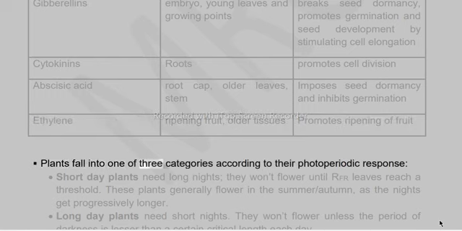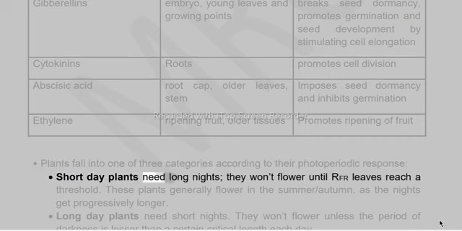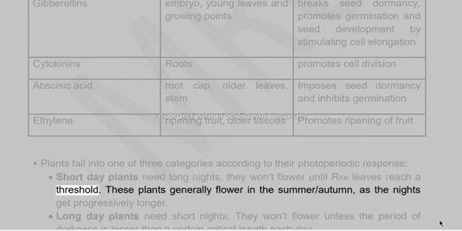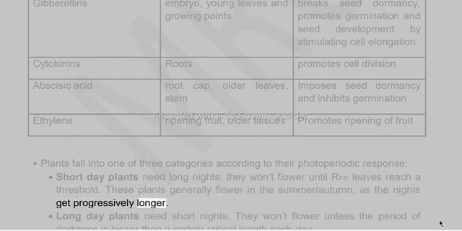Plants fall into one of three categories according to their photoperiodic response. Short day plants need long nights. They won't flower until the leaves reach a threshold. These plants generally flower in the summer-autumn, as the nights get progressively longer.